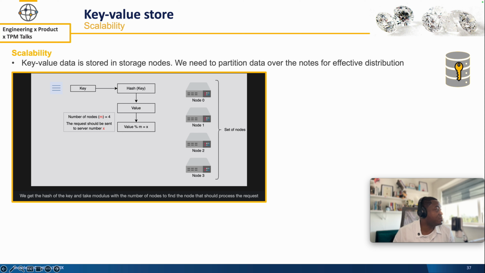So when a request comes in, we calculate the hash of the key, right? So this is the modulus operator here, M, modulus. And then we calculate the hash of the key. And then we find the remainder by taking the modulus of the hashed value with the number of nodes. The remainder value X is the node that we go to, right?